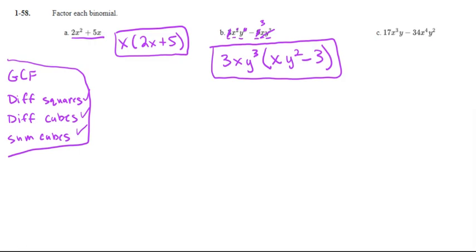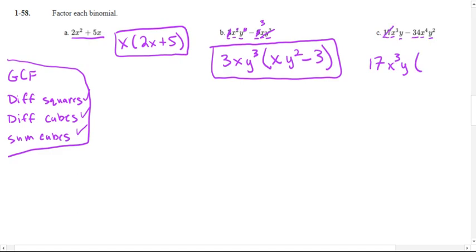Last one here, I don't know why they're making me do 17s. My 17s tables are not my best things, but I know that 17 goes into 34. So I'm going to pull out that 17. And then I'm going to look at the x's. Greatest common factor there is x cubed. Look at the y's. Greatest common factor there is just y.